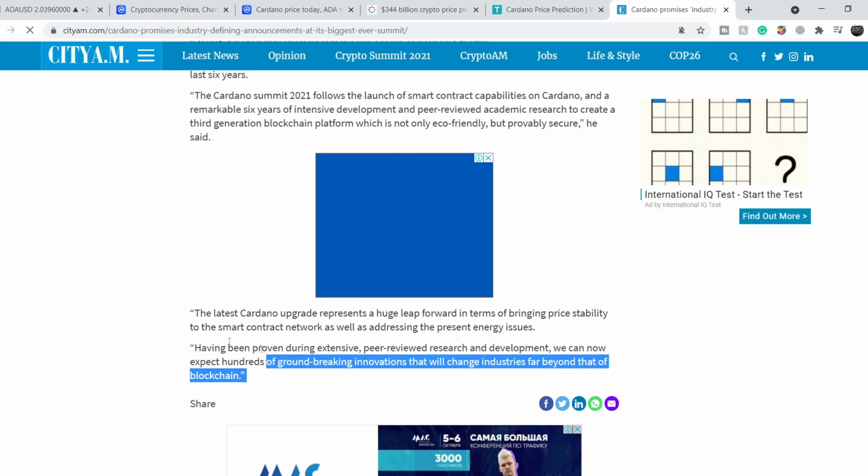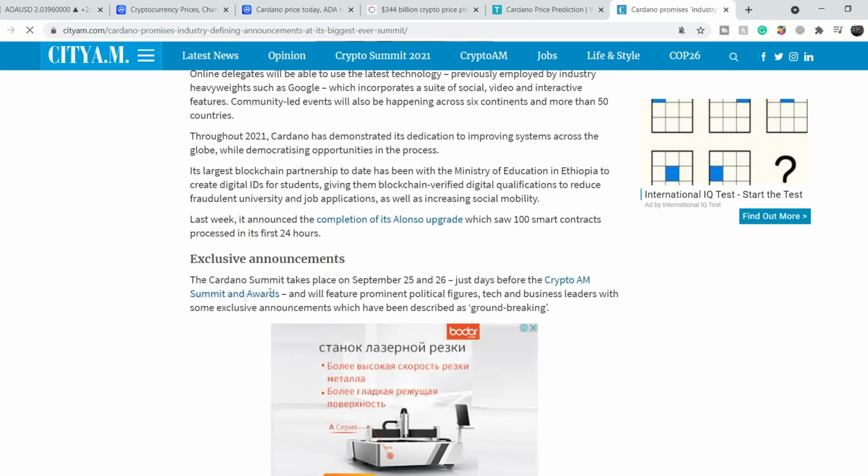And I have to say that September 25th and 26th will be the major key point. Right after that, we might have some new announcement, and we might see new potential movement to the upside for the entire crypto industry and for Cardano in particular.